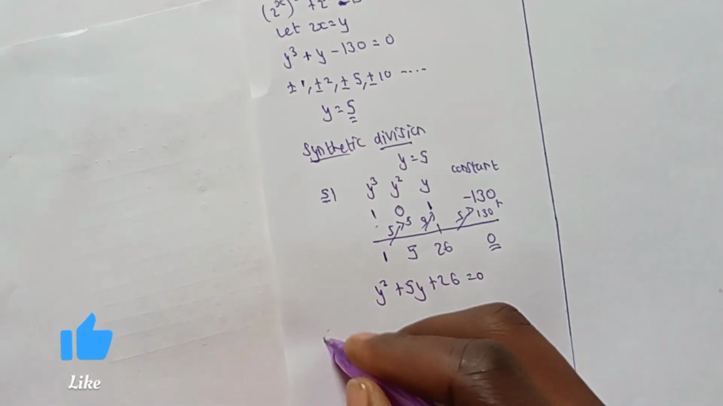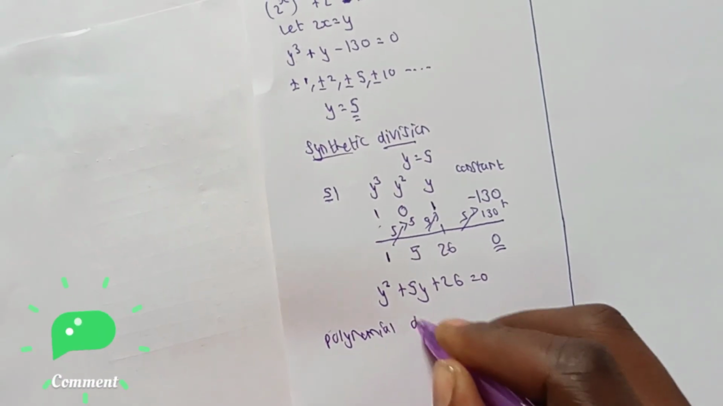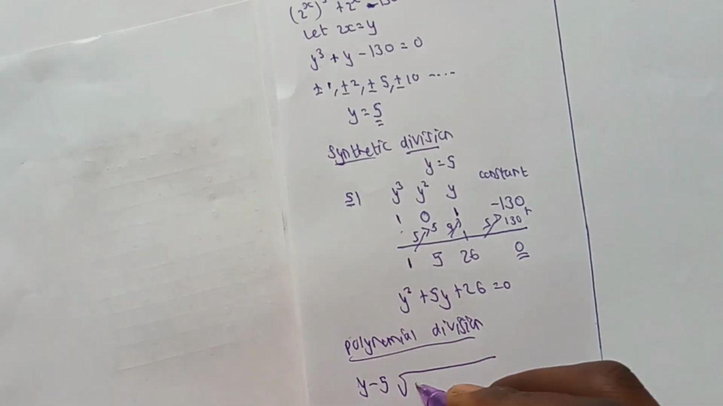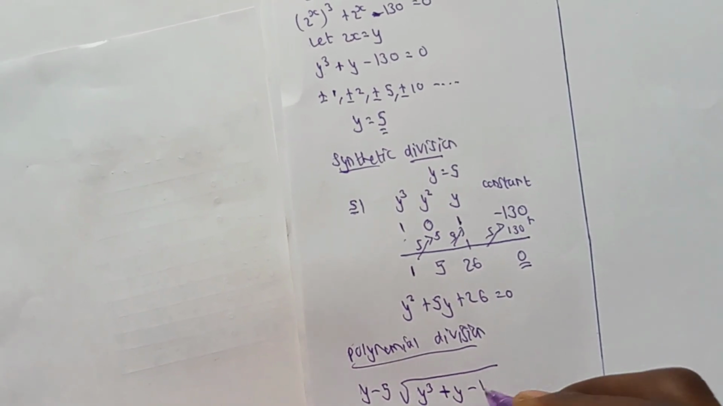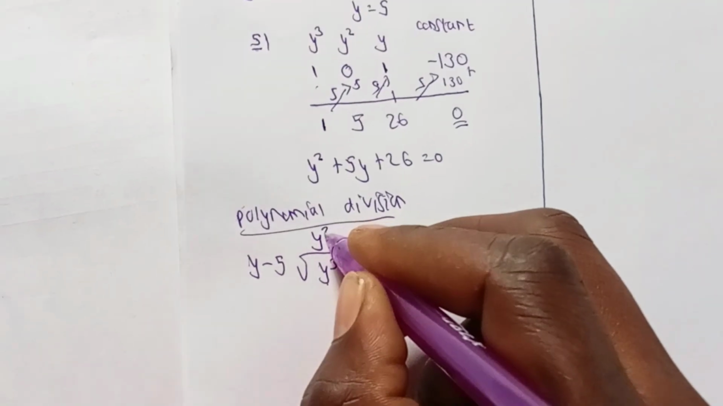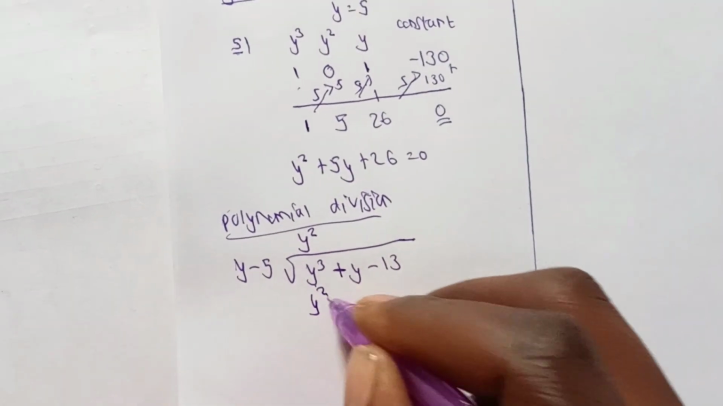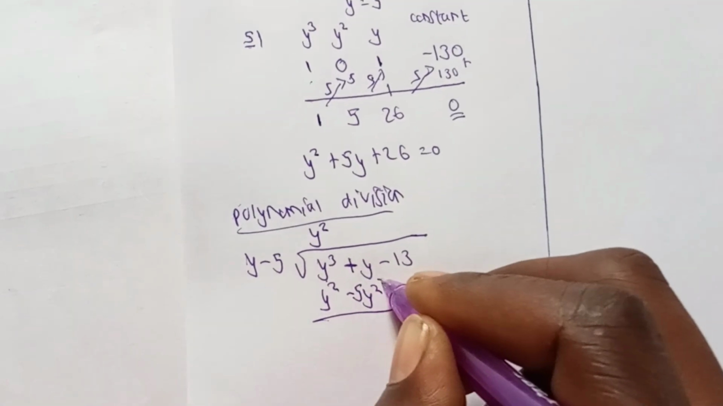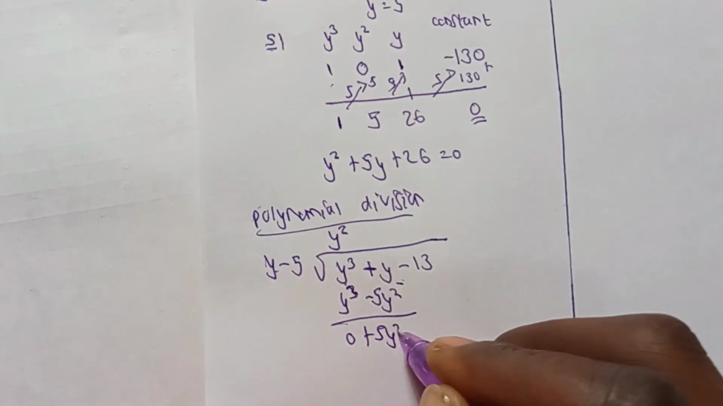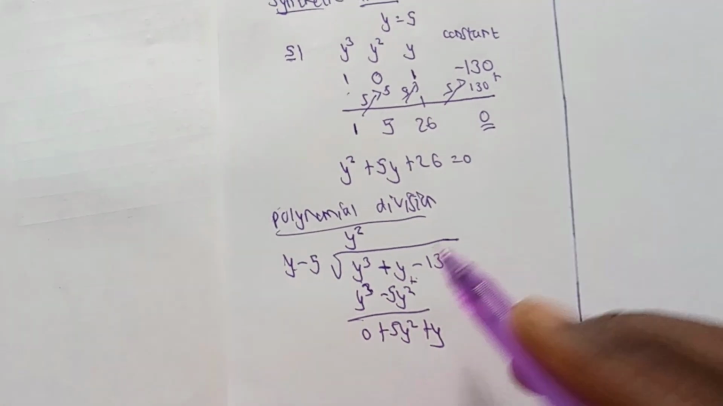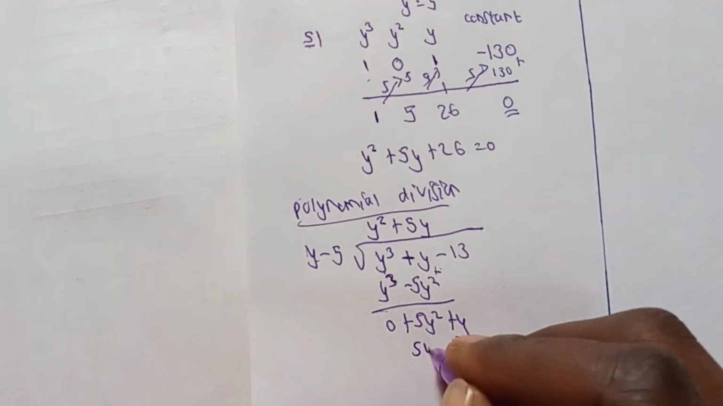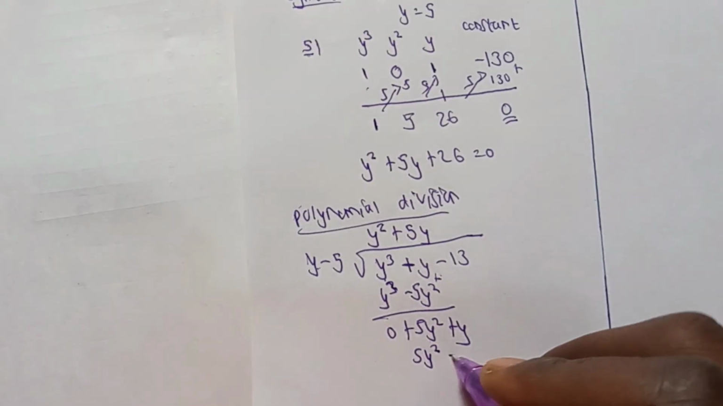We can also use the polynomial method, whereby polynomial division, it will be y minus 5 dividing y cubed plus y minus 130. So a number that when we multiply by y we get y cubed, that is y squared, such that when multiplied by y minus 5, it will be y cubed minus 5y squared. When we subtract, we will get 0 plus 5y squared, we drop the y. So a number that when we multiply by y we get 5y squared, that is plus 5y. So that when we multiply we'll get 5y squared minus 25y.